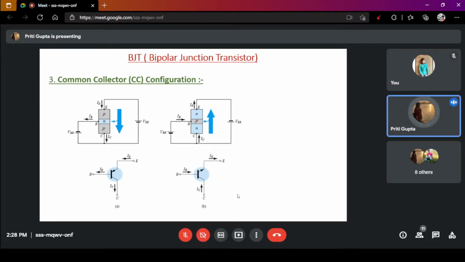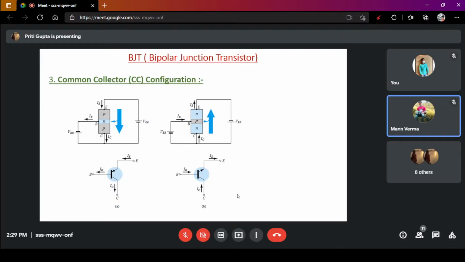Fine. This is common collector configuration. And in common collector configuration, collector is common for both input and output terminals. So when it is input, our terminals will be C and B, and when it is output, our terminals will be E and C. As simple as that. C should always be common. So write down in this type of arrangement or in CC arrangement. Ma'am, E and C will be in output. Yes.